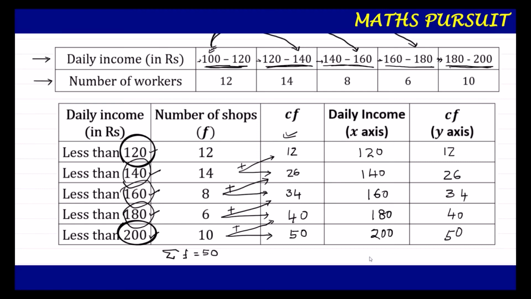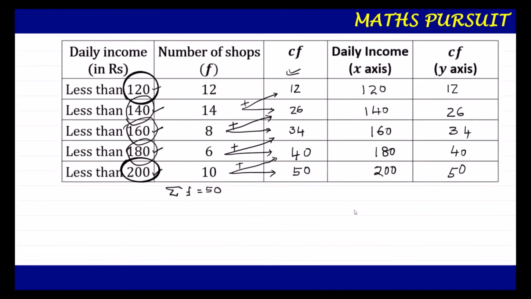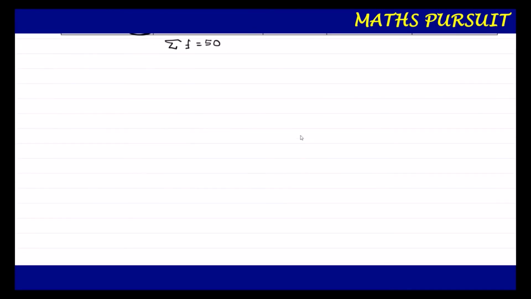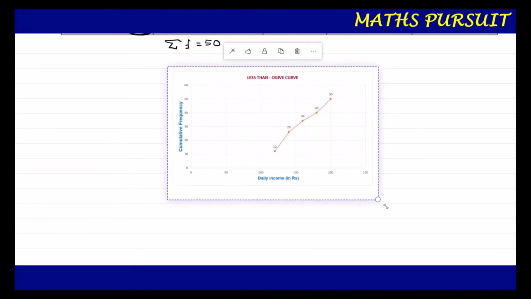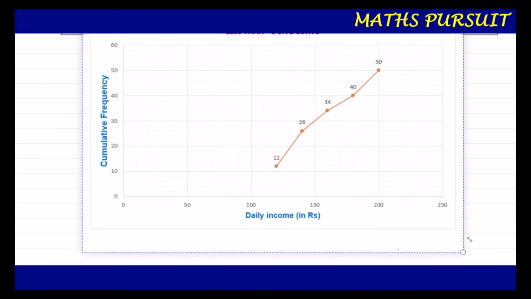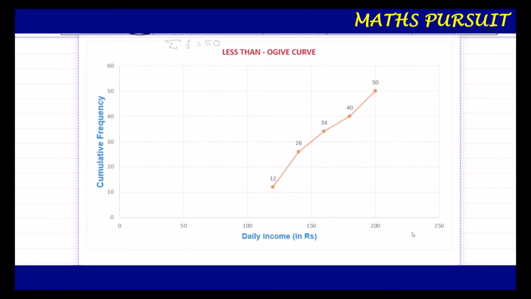Now guys, let us look here at the screen. Here I'm going to post the graph, how the graph will look. This is how our graph will look like. That is how I'm going to post here on the screen.